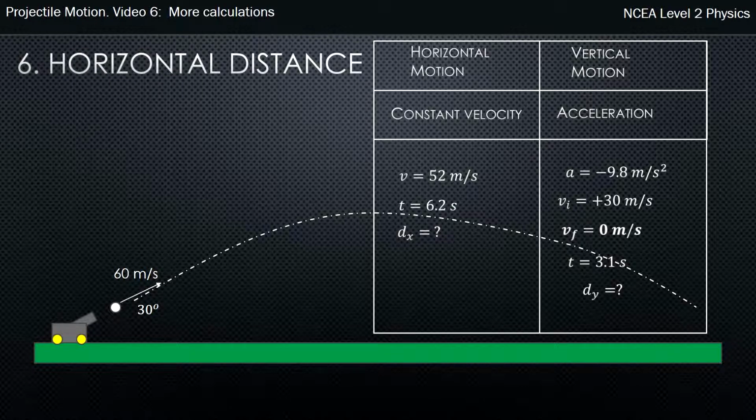I can now use my horizontal velocity. I've got the full time it's in the air. Horizontal motion is constant velocity, so I can use the constant velocity equation, and we get distance is just velocity times time, 52 meters a second times 6.2 seconds, which gives me 322 meters.